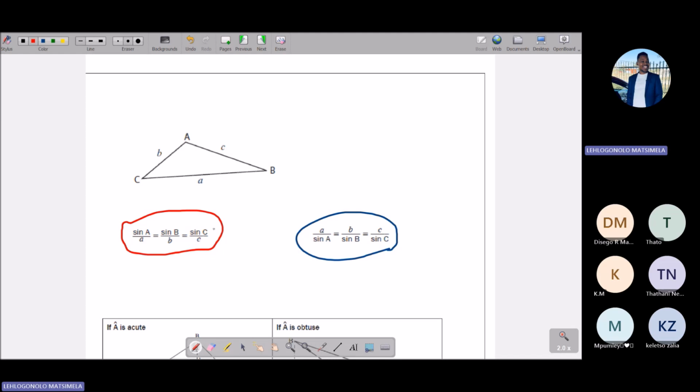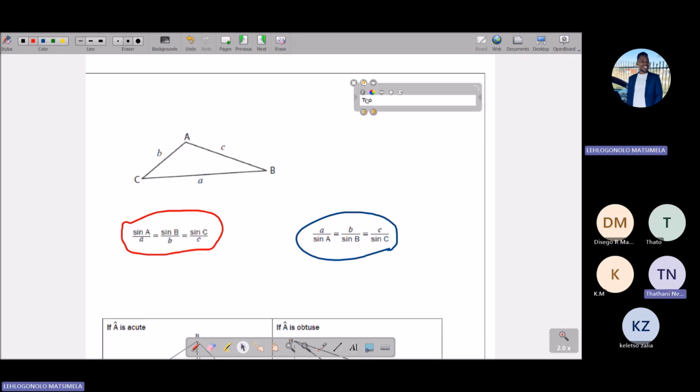Now this works when we have two sides, and there are conditions. The first condition is two sides given. What do I mean by two sides given? It means our triangle has two labeled sides that are known. Let's say, for example, side A and side B are known. We don't have side C.